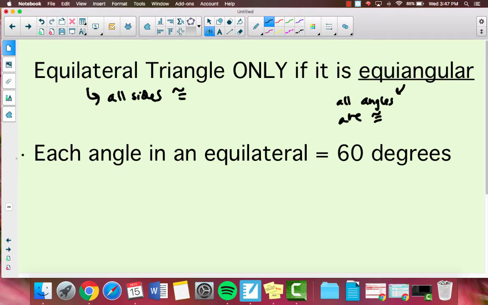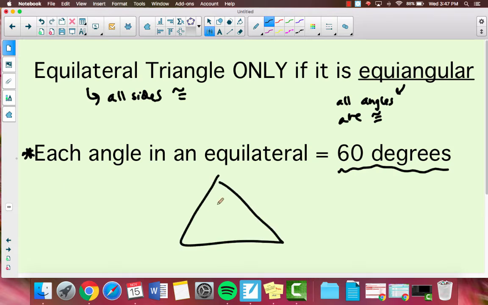And just as a special reminder, if it's equilateral, that means every single angle is 60 degrees. Very important there as well. Okay, so if it's equilateral, always 60 degrees all the way around. So 60, 60, and 60. No exceptions. Okay?